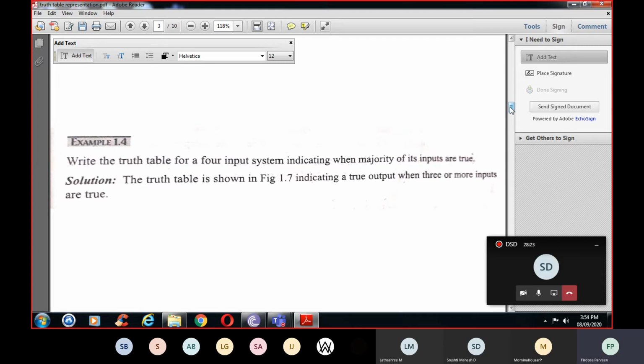When majority of its inputs are 1, then the output is 1. Write the truth table for a 4 input system indicating when majority of its inputs are true. True means 1, false means 0. Majority of 4 inputs: total combinations will be 16. Majority of 4 means how many will you tell? Majority of 4 means it is 3. You cannot tell majority of 4 is 2. So when 3 inputs are 1, then output will be generated as 1. Okay, so let us see the truth table.